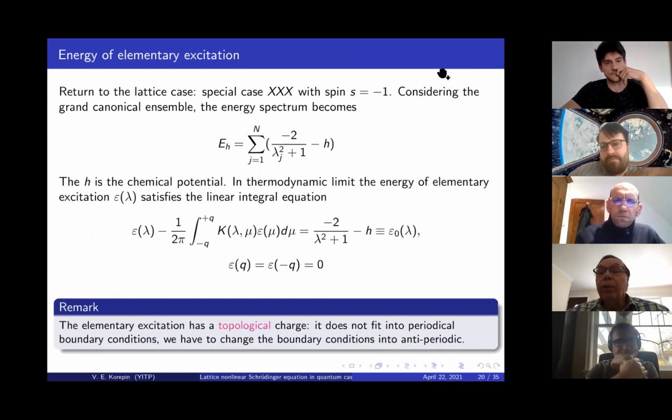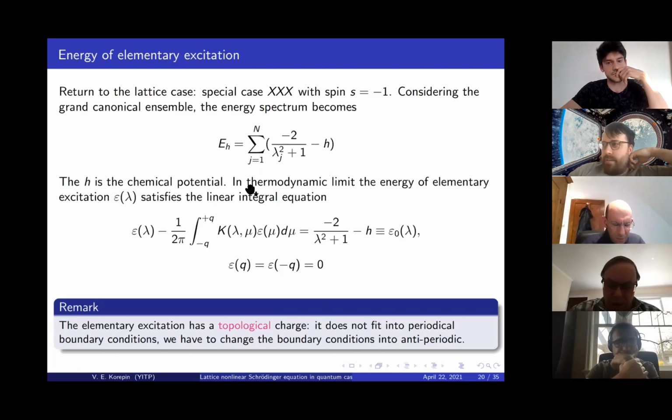Okay, so return to the latest case. Continuous limit. We continue our study of the thermodynamic limit. That was the energy for the finite volume when we have this system of Bethe ansatz equations. In the thermodynamic limit, everything simplifies.